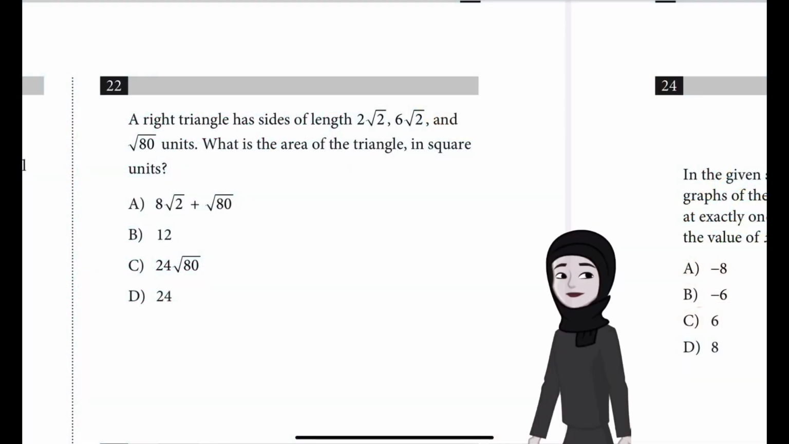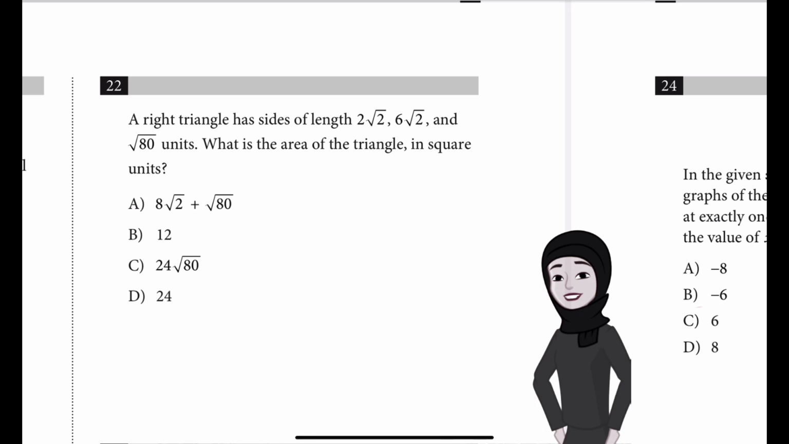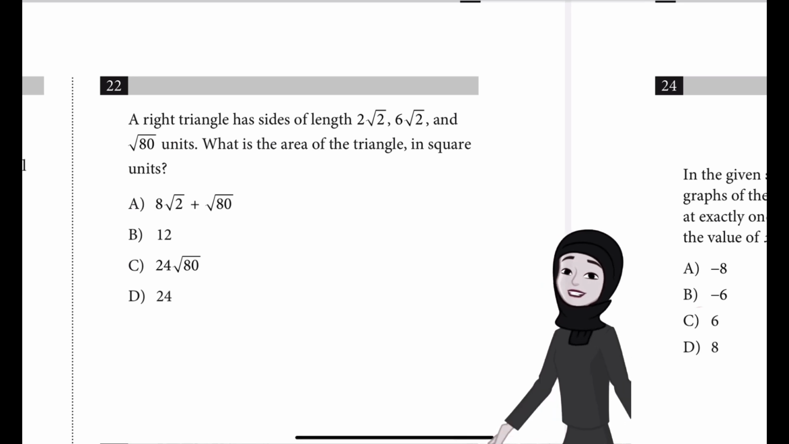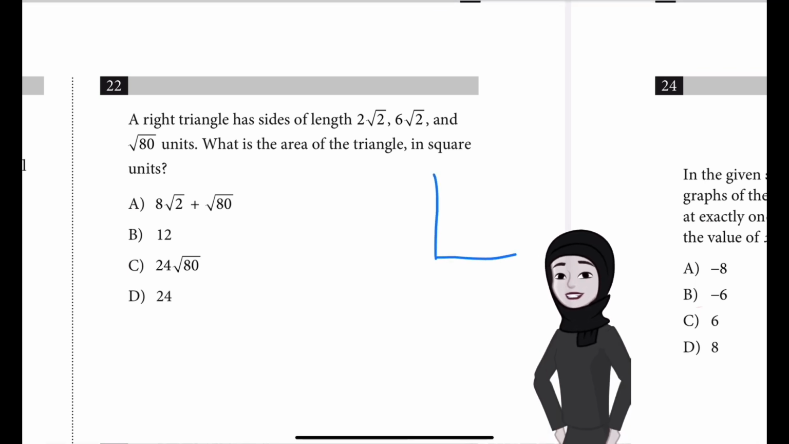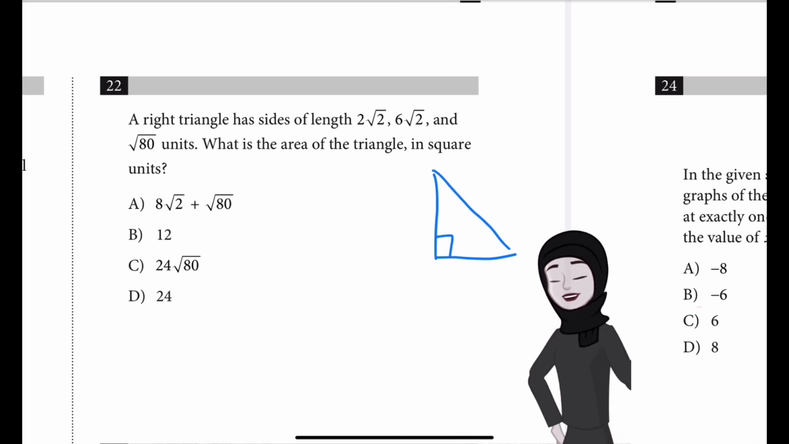Question number 22. A right triangle has sides of length 2 square root 2, 6 square root 2 and square root of 80 units. What is the area of the triangle in square units? So roughly we can draw a right-angled triangle. It has lengths 2 square root of 2, 6 square root of 2 and square root of 80.